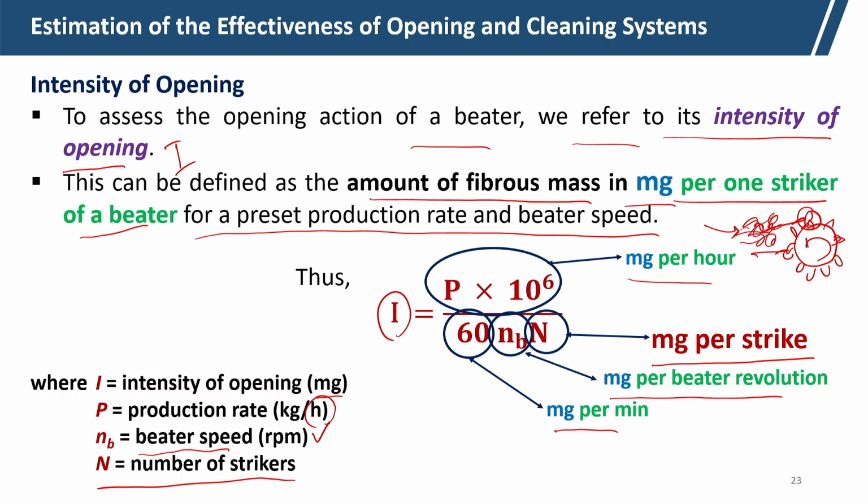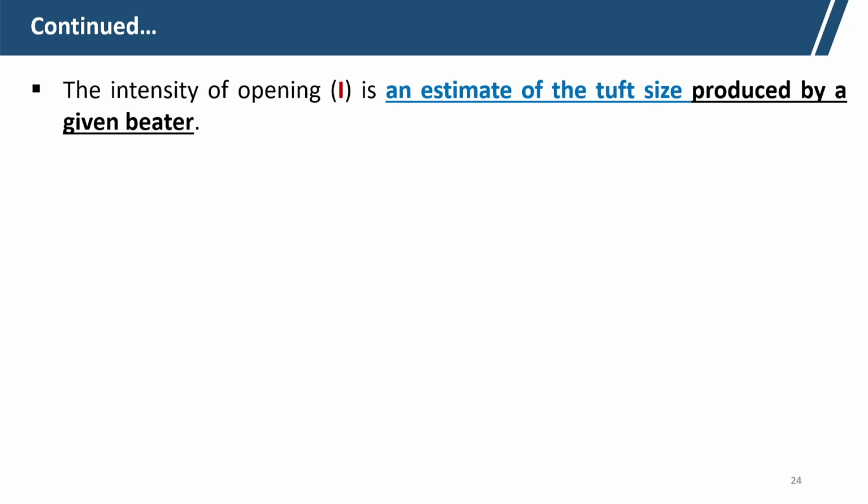From there we can calculate the intensity of beating, the intensity of opening. The intensity of opening is an estimate of tuft size. So, the higher the intensity of opening, the higher the tuft size will be.